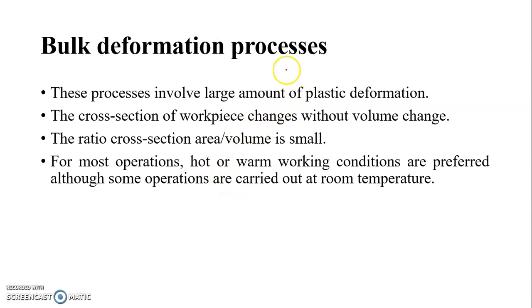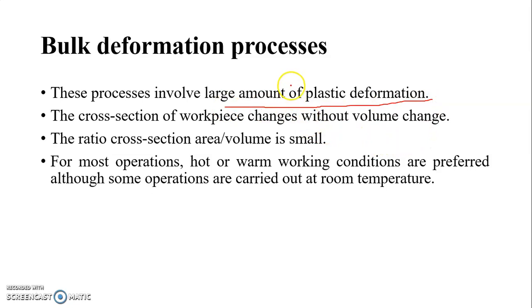Now the bulk forming deformation. What is bulk forming deformation? If the material is of big size, the thickness of the material is more, or we can say the cross-sectional area to surface area ratio is high, then the forming that occurs in that type of material is called the bulk forming process. These processes involve a large amount of plastic deformation.